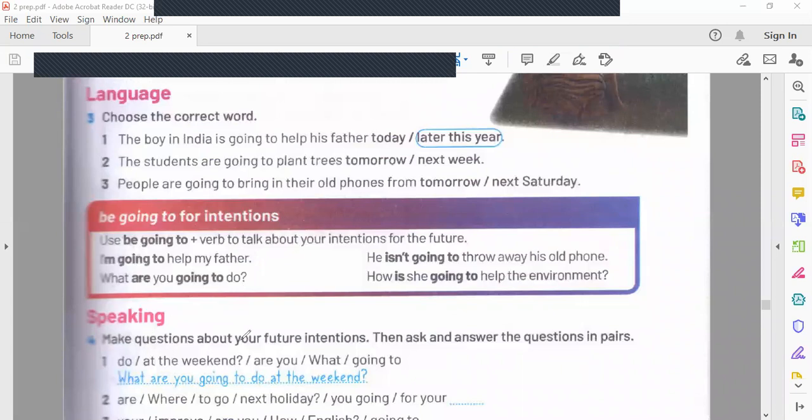Now make questions about your future intentions. Then ask and answer the questions in pairs. Okay. Number one, do at the weekend. Are you what going to? What are you going to do at the weekend?